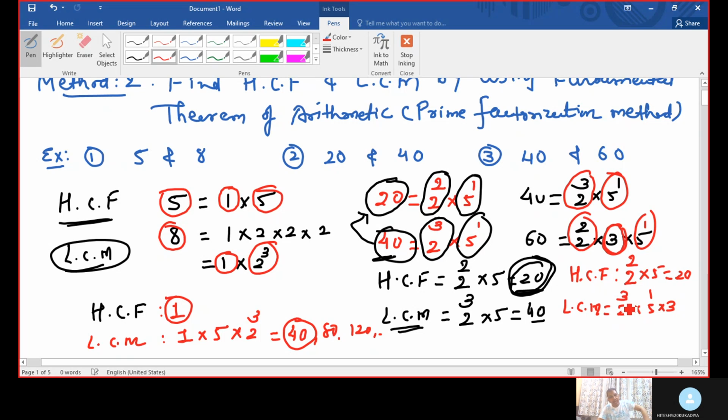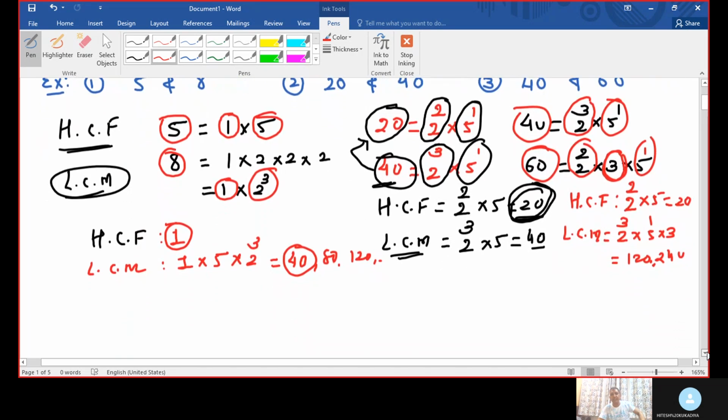2 raised to 3 is 8. 8 5s are 40. 40 3s are 120. Right? So 120 is the LCM. Now speak your table of 40, 40 3s are 120. Speak your table of 60, 60 2s are 120. No number smaller than 120 is a common multiple. So 120 is the least common multiple of 40 and 60. You can also write 240 as an answer: 120 2s are 240, 120 3s are 360, also right answers. Is that clear? Okay, these three were my own examples.